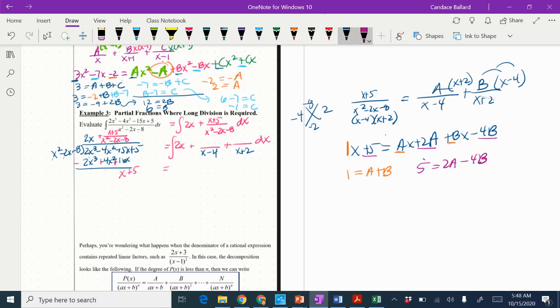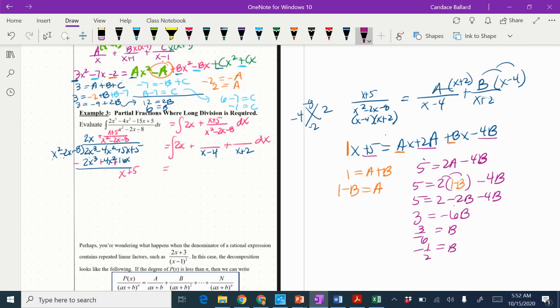And I'm going to solve. So I'm going to solve for the B, so I'm going to subtract the B, so I get 1 minus B equals A. And then I am going to substitute this in for the A. So I get the 1 minus B in there, and now I'm going to distribute the 2. So I get 5 equals 2 minus 2B minus 4B. And then I'm going to subtract the 2, which gives me 3. And then negative 2B and negative 4B is negative 6B. I divide by negative 6, which means that B is going to be equal to negative 1/2.